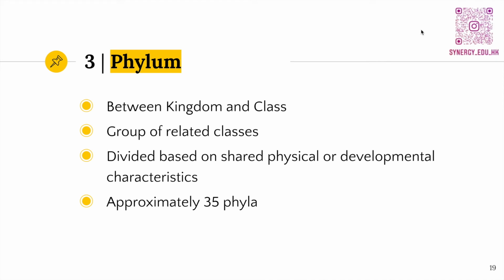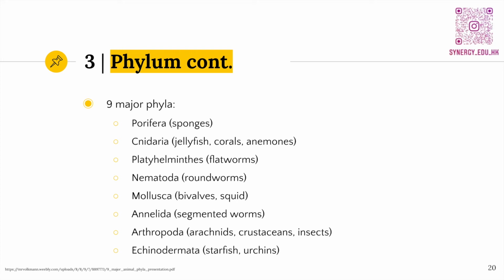So our third group is phylum, which is between kingdom and class. Phylum is a group of related classes and is divided based on shared physical or developmental characteristics. To continue, of the 35 approximated phyla, there are 9 major ones, which include organisms such as sponges, jellyfish, flatworms, roundworms, squid, starfish, etc.